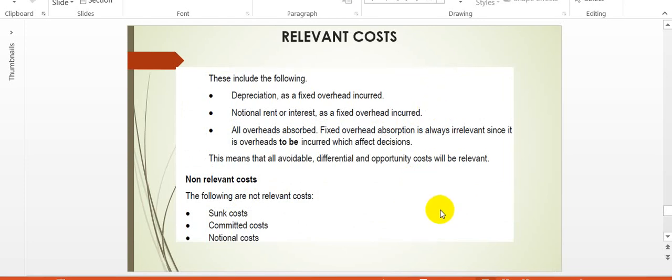The following are not relevant costs. Depreciation, even though we use it in accounts as an expense, is not a relevant cost. Notional rent or interest also is not a relevant cost. All overheads absorbed, that is fixed overheads absorbed, these are irrelevant.